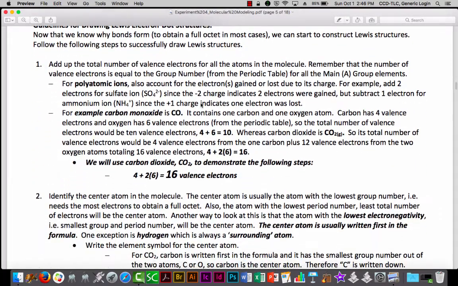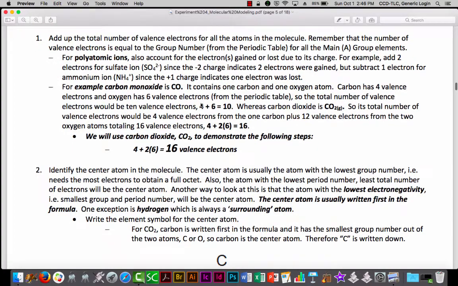So let's talk about how to draw Lewis structures. The first step is to add the total number of valence electrons for all atoms in the molecule. Remember, the number of valence electrons is equal to the group number from the periodic table for all main group elements. So for example, group 1A has 1 valence electron, 2A has 2, 6A has 6, 7A has 7, and so on and so forth.